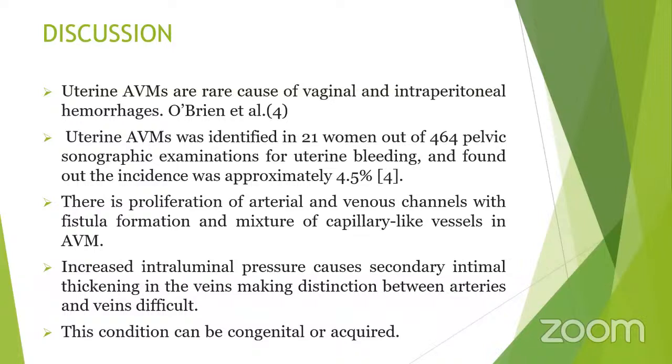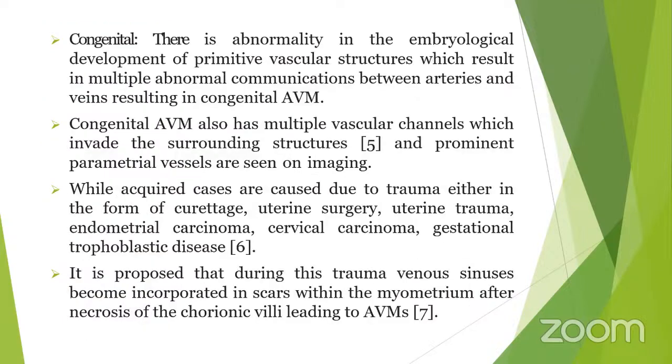Coming to the discussion, uterine AVMs are a rare cause of vaginal and intraperitoneal hemorrhage. Uterine AVM was identified in 21 out of 464 pelvic scans for uterine bleeding, and the incidence was found to be approximately 4 to 5%. In arteriovenous malformation, there is proliferation of arterial and venous channels with fistula formation and a mixture of capillary-like vessels. Increased intraluminal pressure causes secondary intimal changes, making distinction between the arteries and veins difficult. This condition may be congenital or acquired.